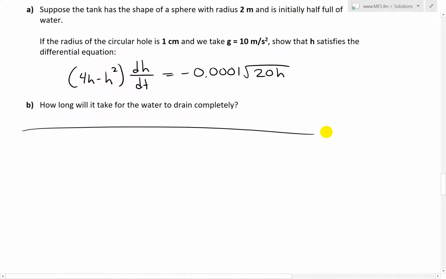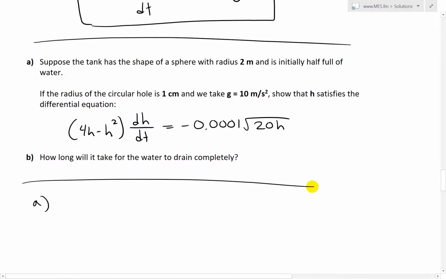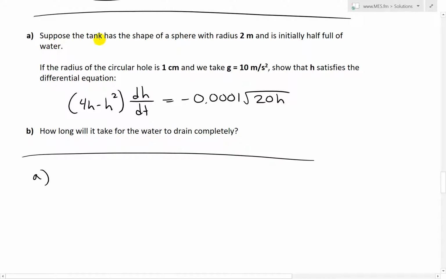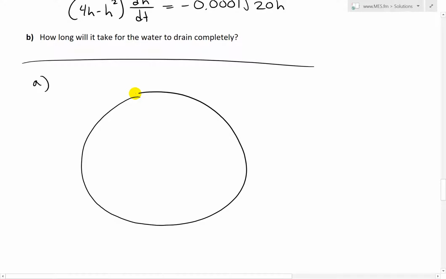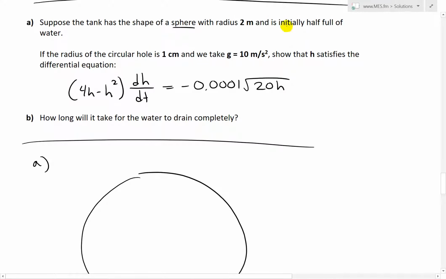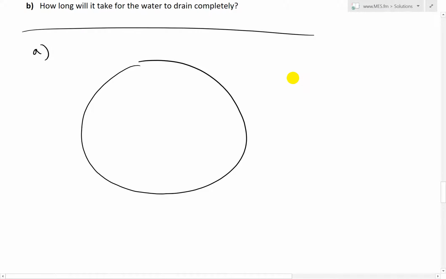So anyways, let's look at part A and let's draw what we know. This is basically drawing what it's asking. So suppose the tank has the shape of a sphere. So it's a sphere. Let's draw this out. It's a big giant sphere like that. So it is a sphere and it's initially half full of water and has radius 2 meters. So let's just draw this. From here to here is 2 meters. So the full radius of our tank equals 2 meters. So radius of the tank equals 2 meters.